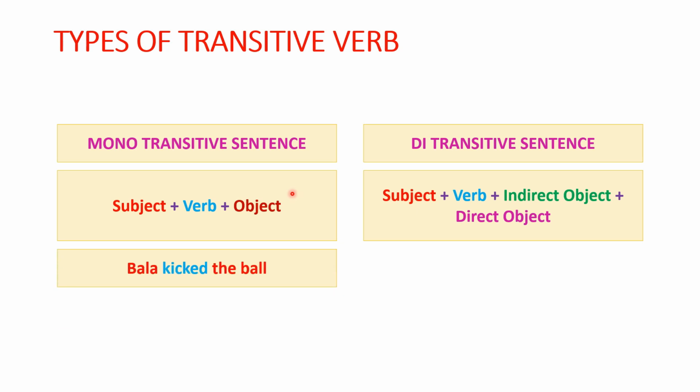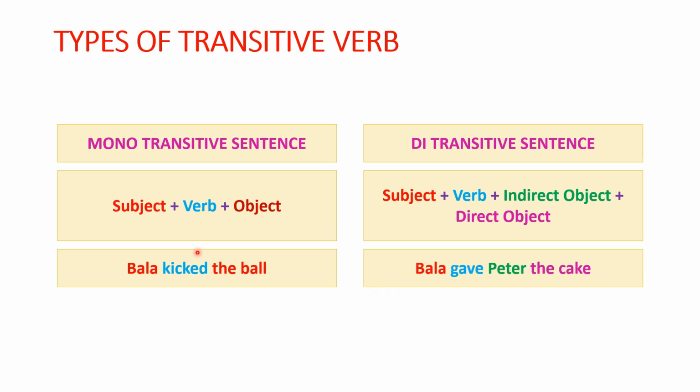The monotransitive sentences are very easy to understand. The example is Bala kicked the ball. Here, Bala is the subject, kicked is the verb, and the ball is the object. Here, the object is the ball, and it is really a true object because the action from the verb is being transferred from the subject to the object. So, this is the example of monotransitive sentence.